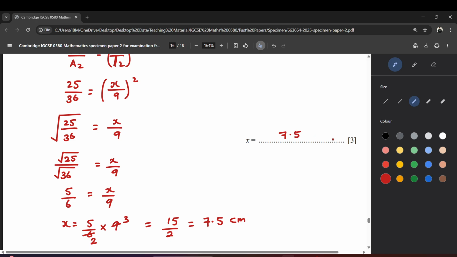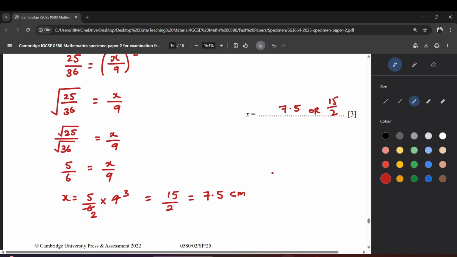You can also leave your answer in fraction. There's no problem in that. That's also fine.